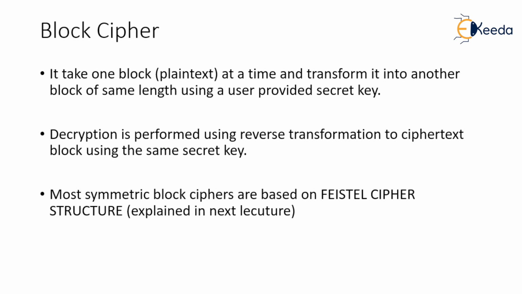So how does the block cipher perform its work? It takes one block of plain text at a time and transforms it into another block of the same length, and for doing this it uses a secret key. Decryption is performed using the reverse transformation to the ciphertext, and again for decryption the same secret key is used for every block to convert it into the plain text. Most symmetric block ciphers are based on the Feistel cipher structure, which I'll explain in the next lectures.